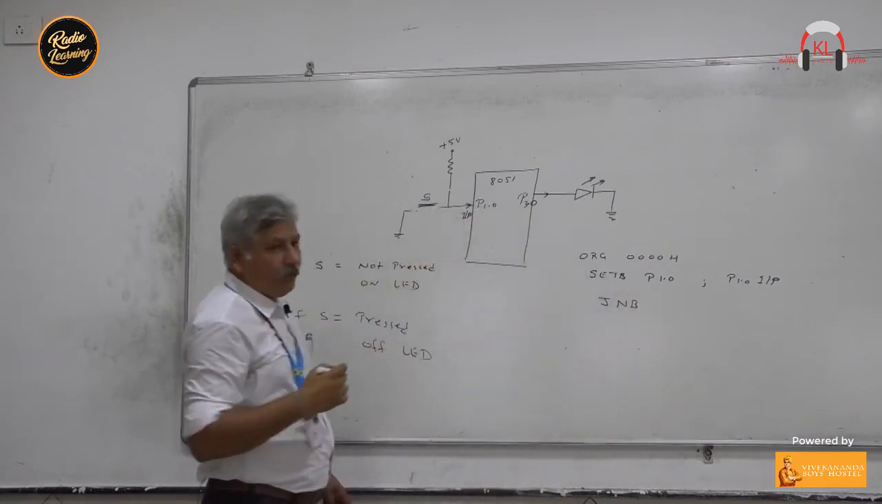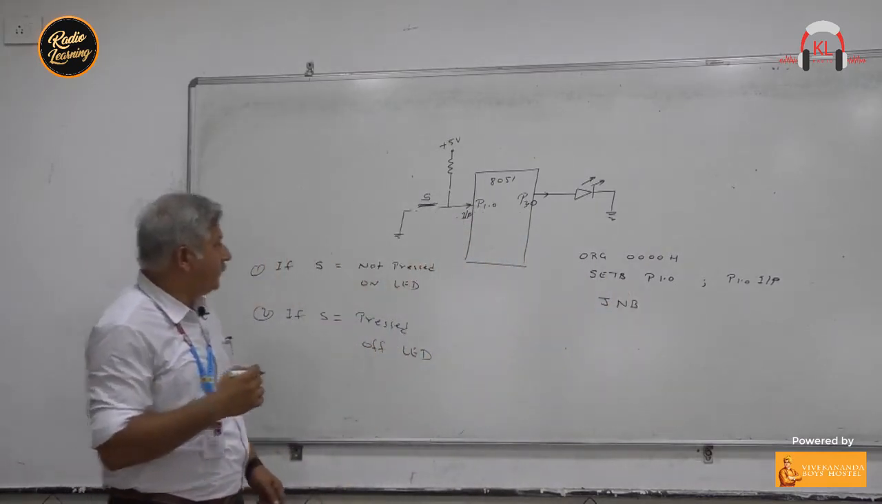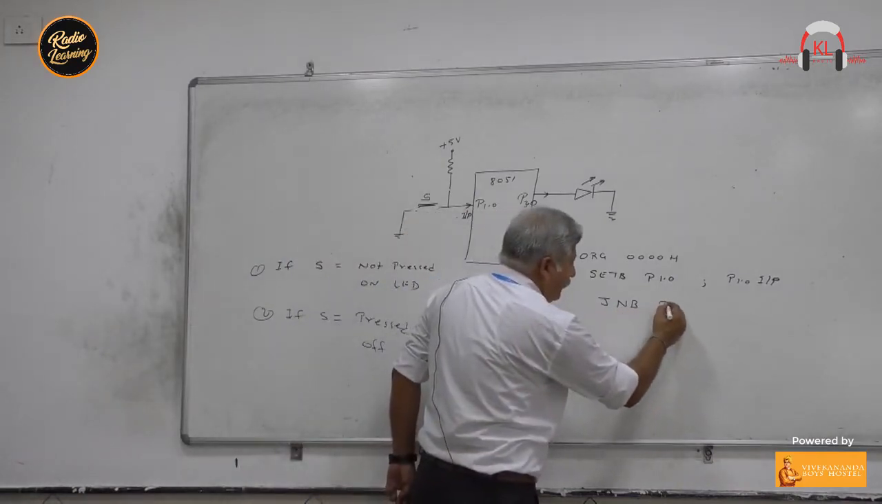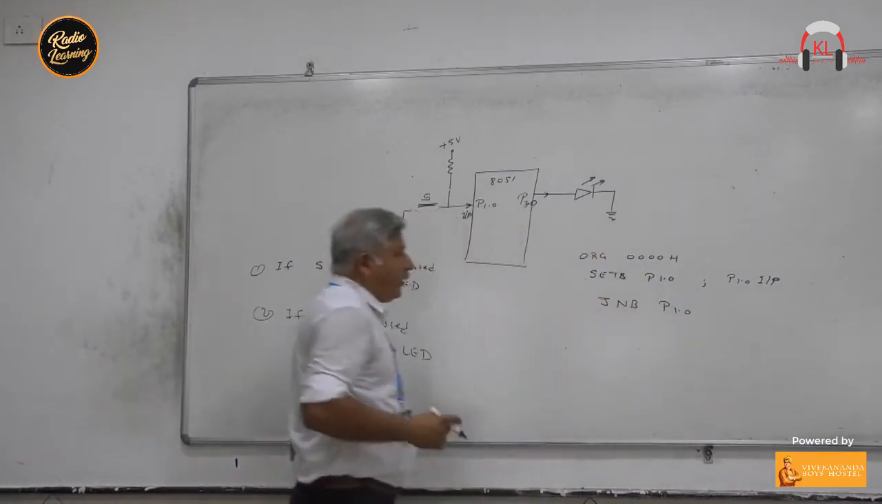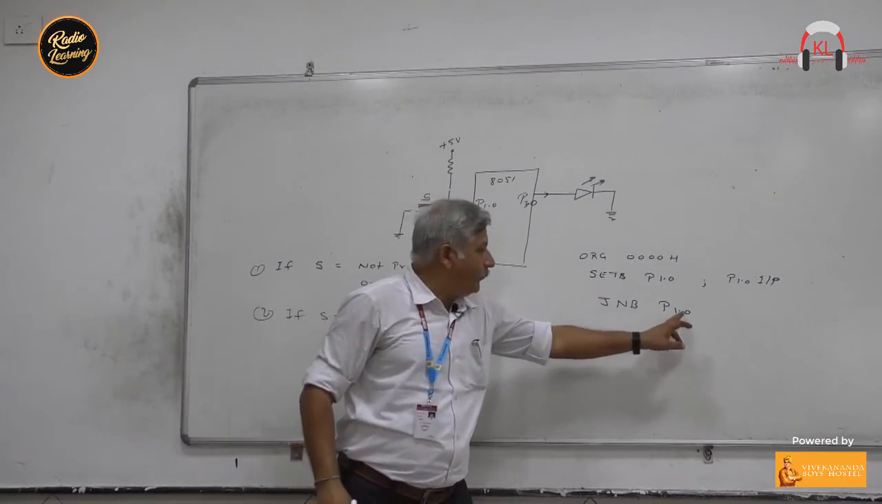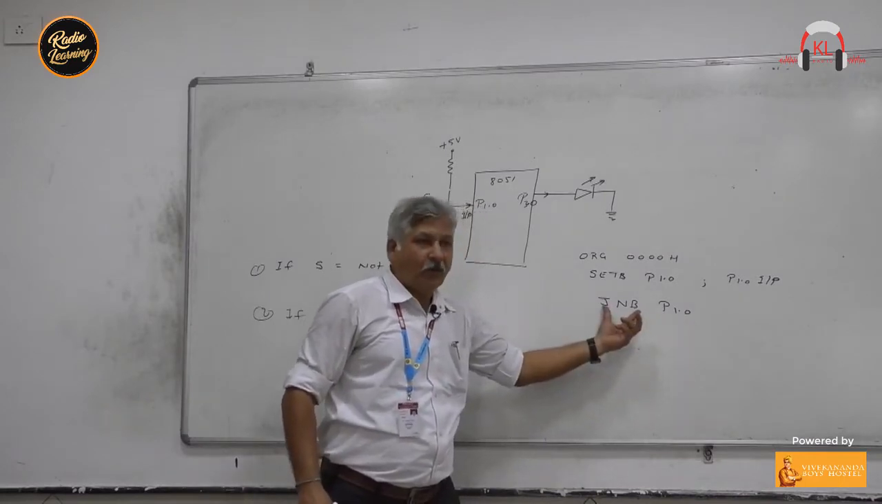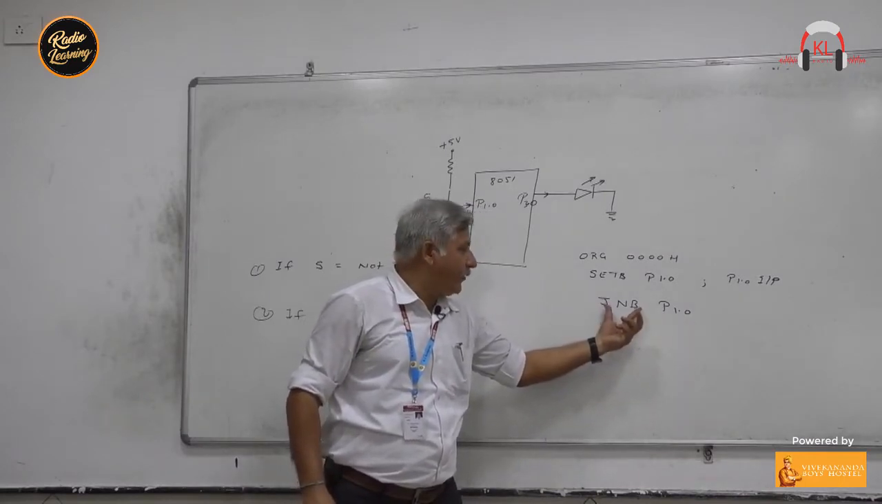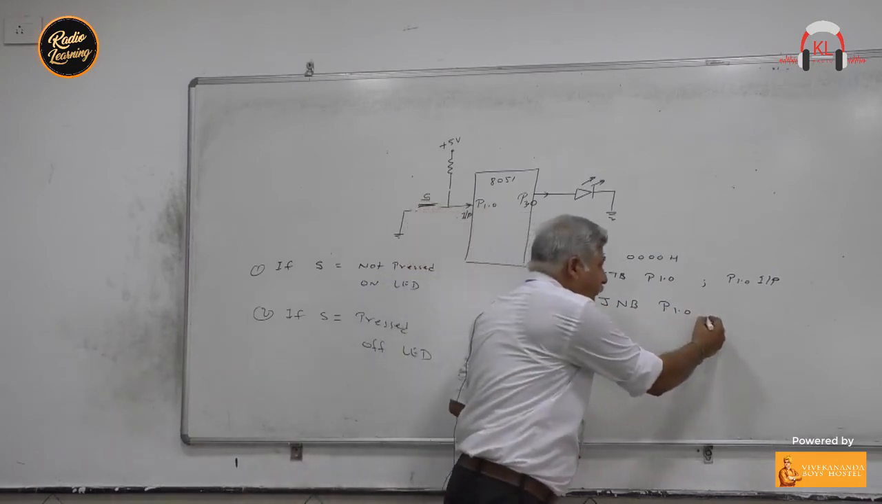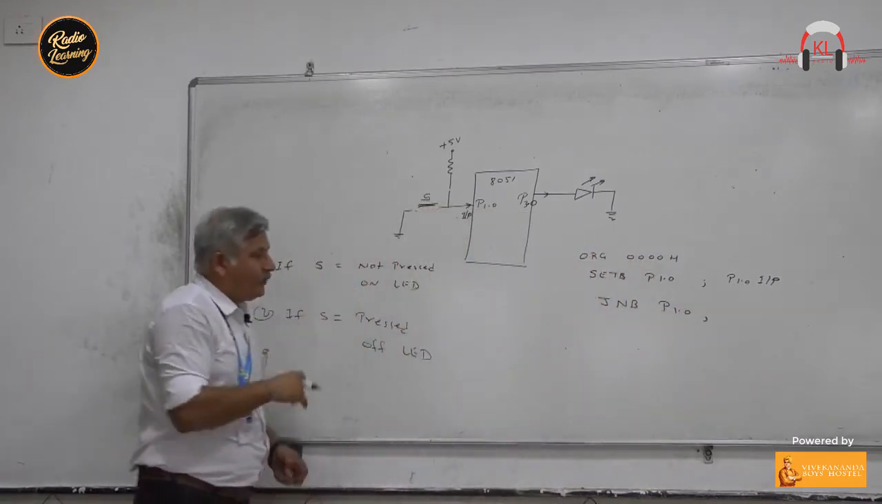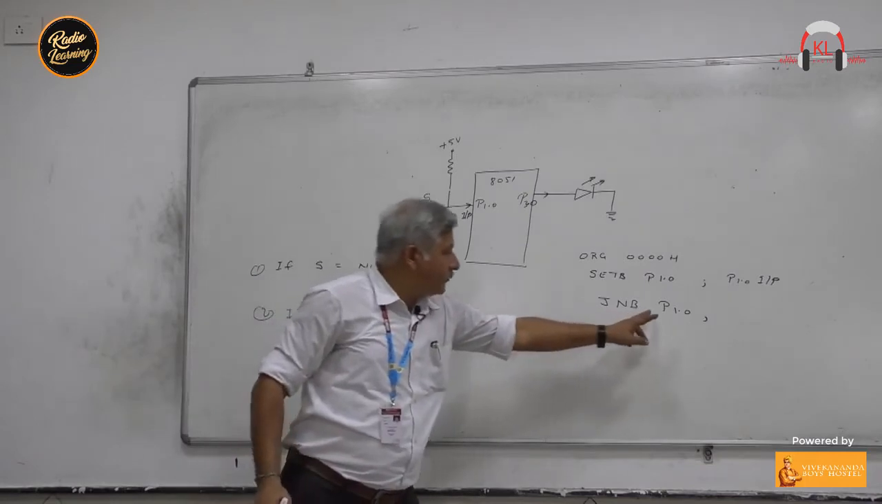JNB means jump no bit. Jump no bit P1.0: if pin number 1.0 is 0, then you jump to one particular place. So what is the meaning of jump no bit?